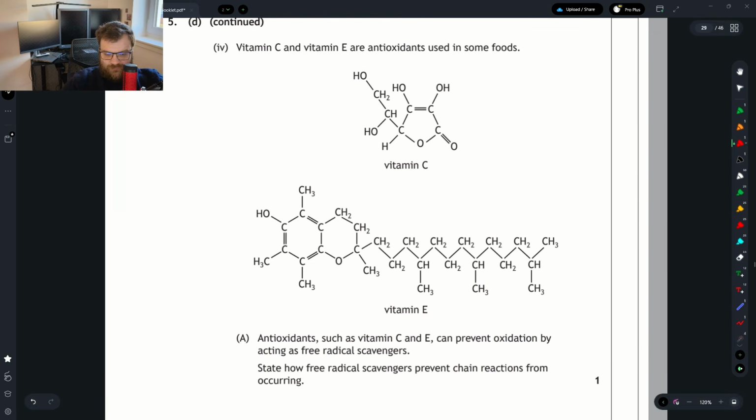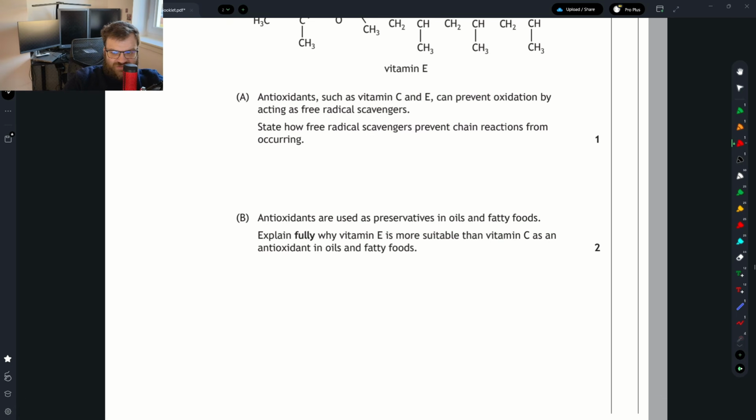For that one, here we're talking about antioxidants, which prevent oxidation from happening. How do free radical scavengers prevent chain reactions? They react with free radicals to form stable molecules.